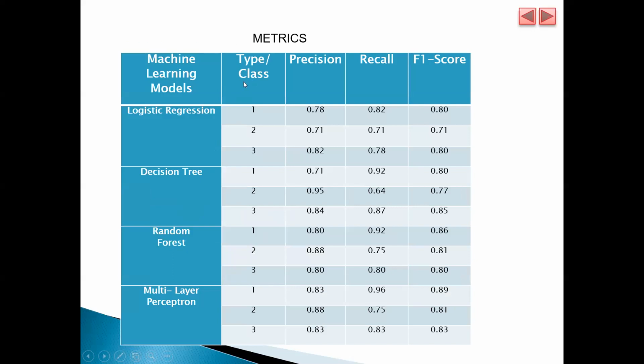And the metrics like precision, recall, and F1 score were calculated for all the logistic regression, decision tree, random forest, and multi-layer perceptron. And 1 indicates the breast cancer drug, 2 indicates the leukemia drugs, and 3 indicates other drugs.